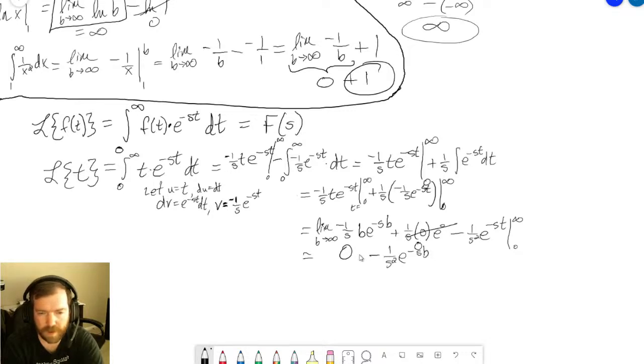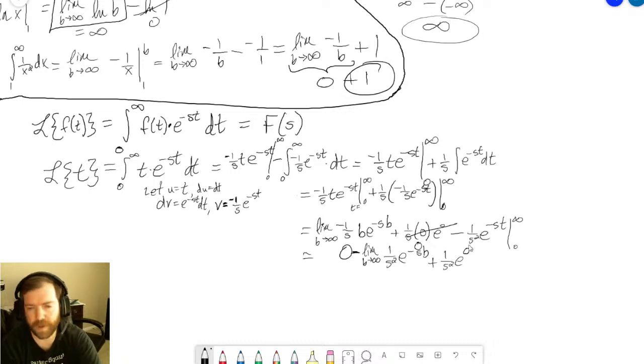end up being b. I messed that up, didn't I? Not a big deal, I just forgot to put the limit in there. The limit as b goes to infinity of 1 over s squared e to the negative sb, and then we're going to again subtract, which makes this a positive. We're going to plug in 0 for t. This makes 1 over s squared e to the negative, well, that's just 0, e to the 0. E to the 0 is just 1.